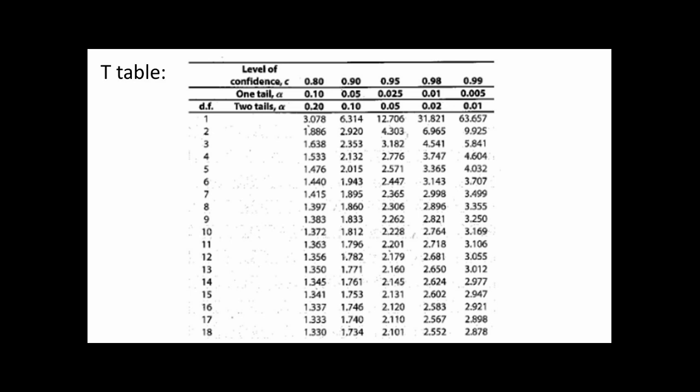Everything else is more or less the same as the previous examples, except the formula for the test statistic for the mean is t equals x bar minus mu divided by s divided by the square root of n, where s again is the sample standard deviation.